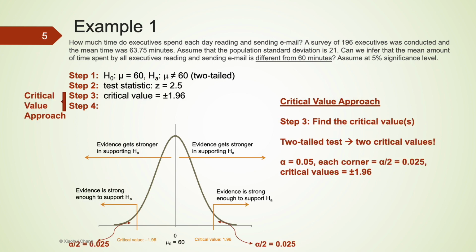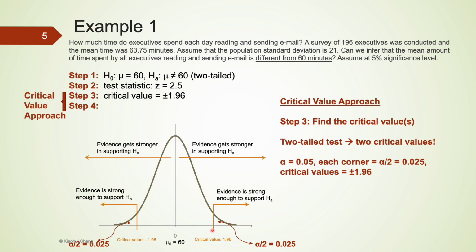Step 3. In step 3, we can use either a critical value approach or a p-value approach. I'm going to start with the critical value approach first. First of all, this is a two-tailed test. For a two-tailed test, we have two critical values, also known as cutoff points. One of them is positive, the other one is negative. To determine where the cutoff value is, we can draw the bell curve. So we know there's a negative critical value to the left of 0. There's also a positive critical value to the right of 0.